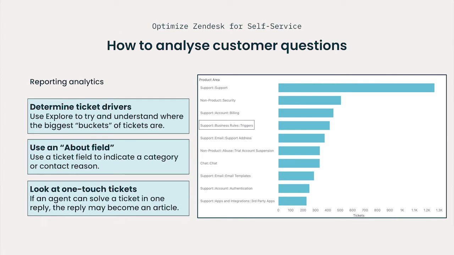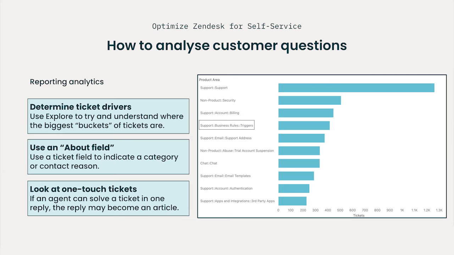The first guiding principle we follow is the belief that tickets that our customers submit represent customer effort. Though it may sound simple on paper, we know that most knowledge teams don't have great visibility into the questions that their customers are asking. A good practice is to use Explore to try and understand where the biggest buckets of tickets are.